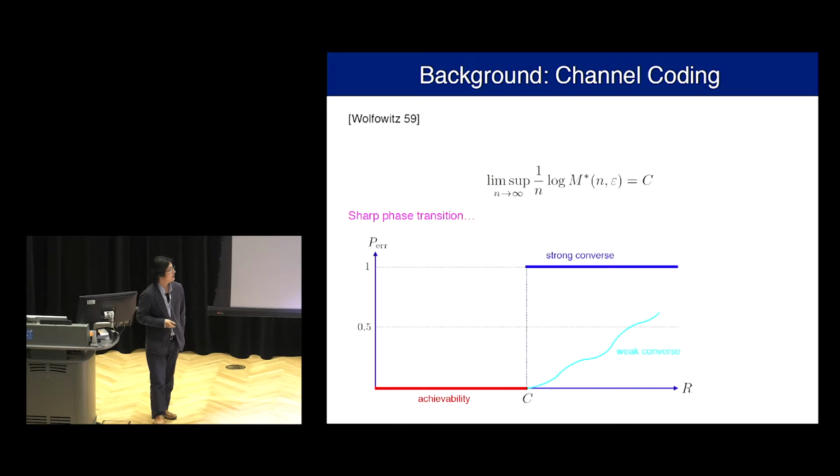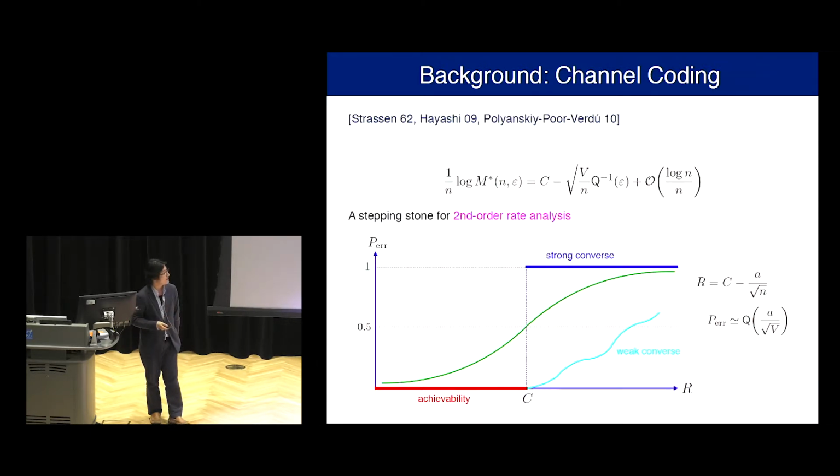On the other hand, the strong converse theorem, first proved by Wolfowitz, claims that if the coding rate is above the capacity, then the error probability must go to 1 instead of 0. So this is a kind of sharp phase transition phenomenon, and it's very interesting theoretically. And also, it is an important stepping stone for finer asymptotic analysis, such as second order coding rate.